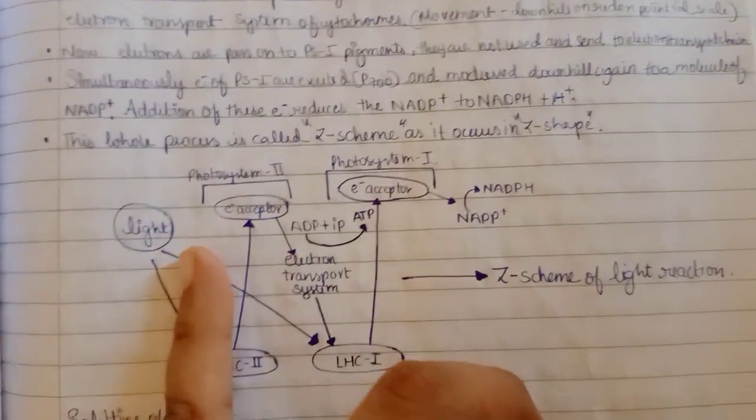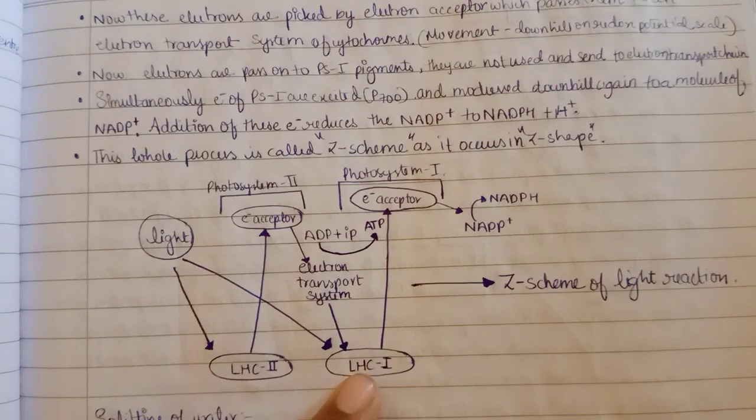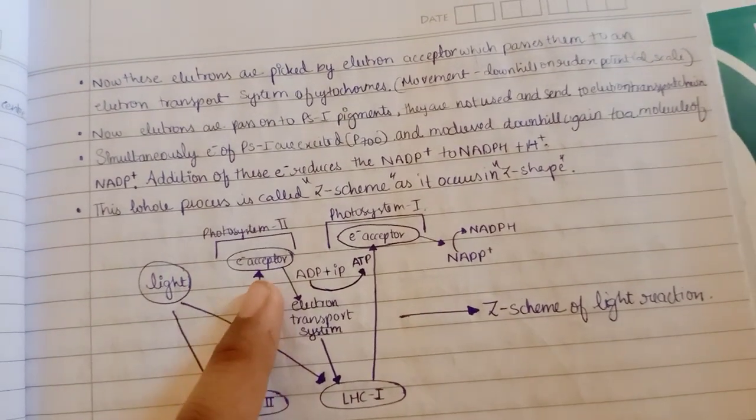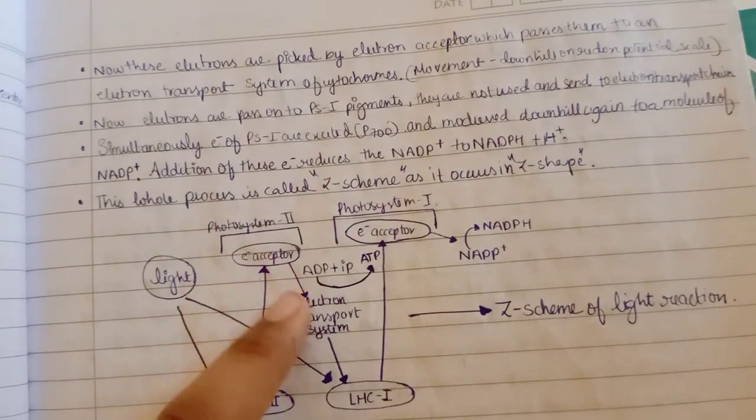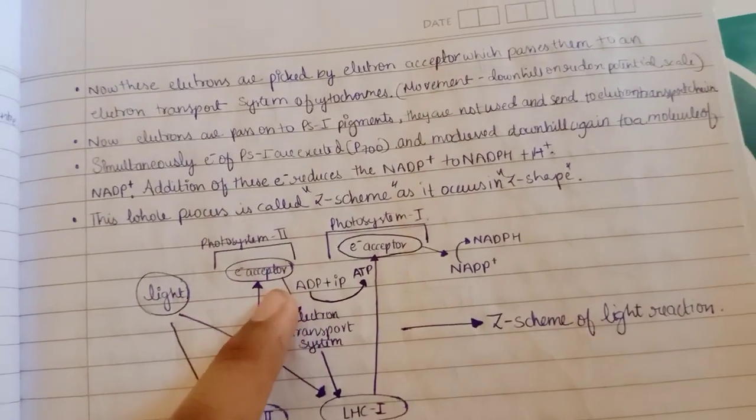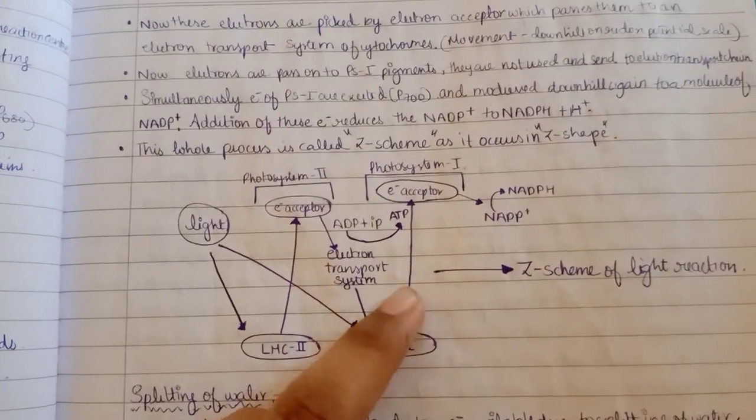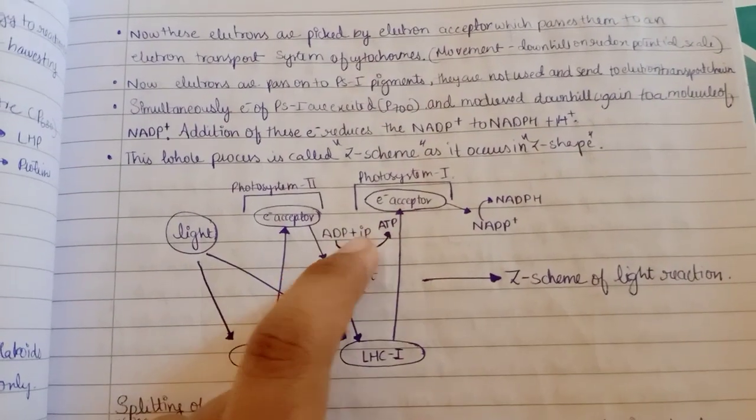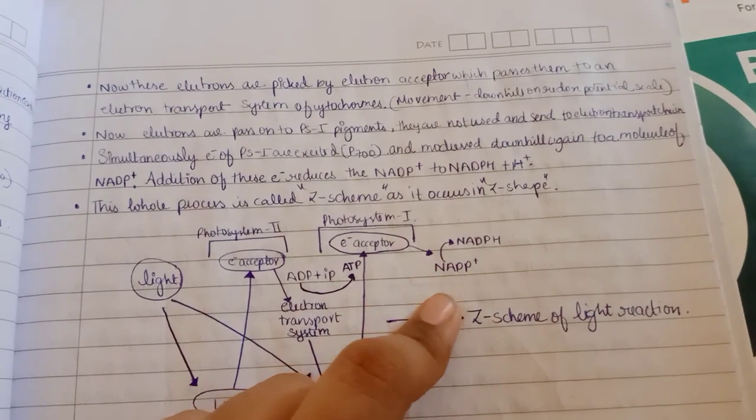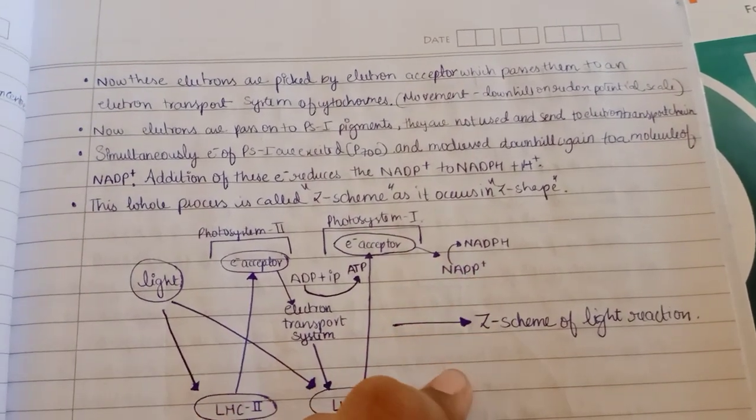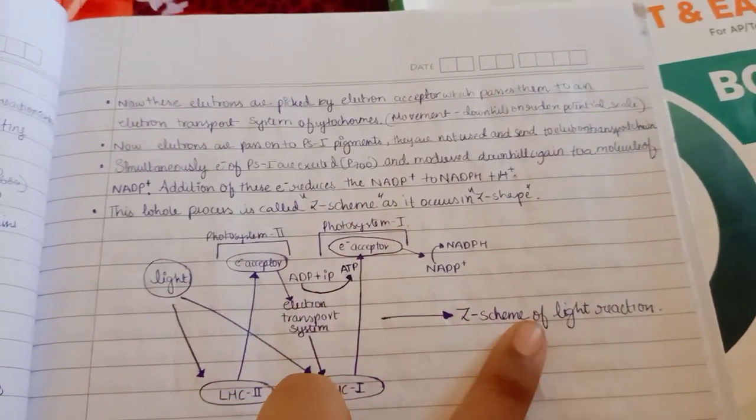Here you can see light is falling on LHC2 and LHC1. Here the electrons are excited and jump to the electron acceptor. This is photosystem 2, and here is the electron transport system. These electrons are carried like this. Then again from here the electrons are transported to here. Here ATP is formed from ADP plus Pi. Then here NADPH is formed from NADP plus. It occurs in a zigzag shape, as you can see, so it is known as the Z scheme of light.